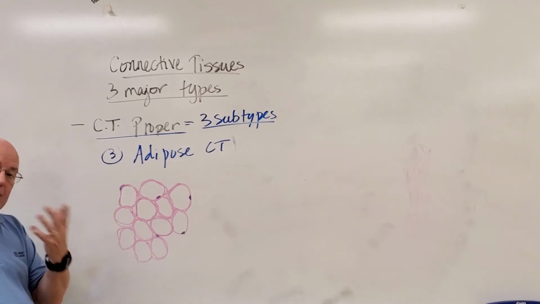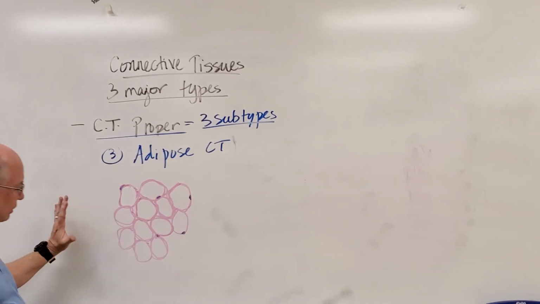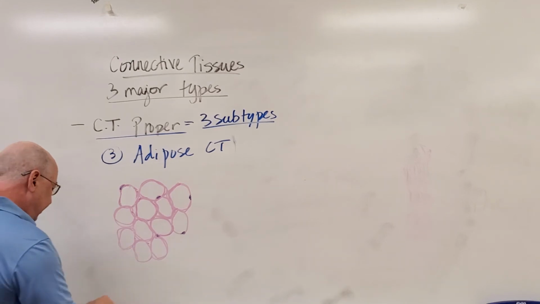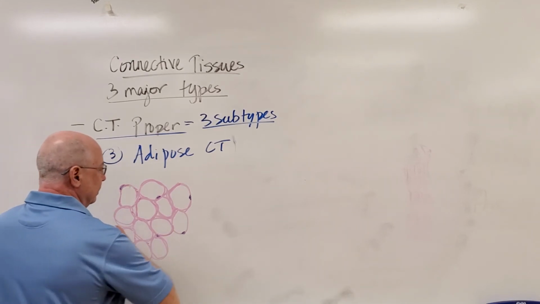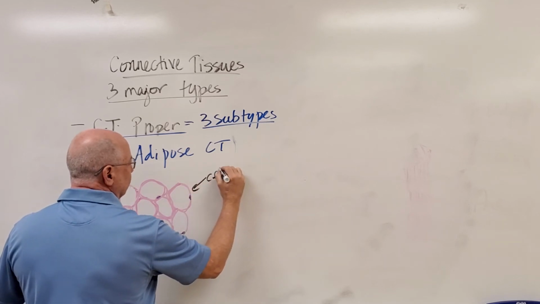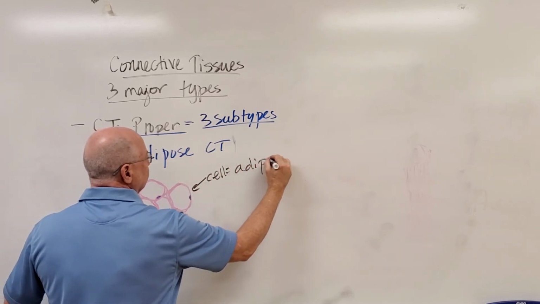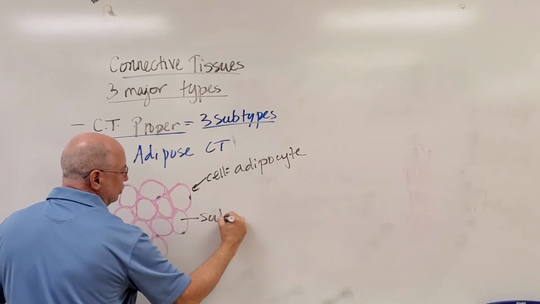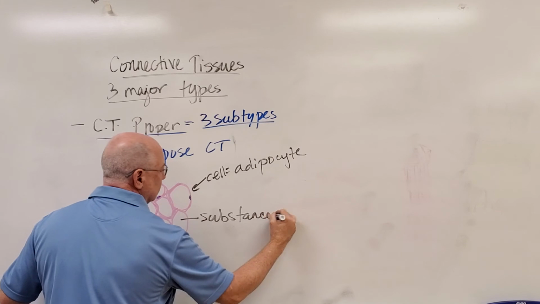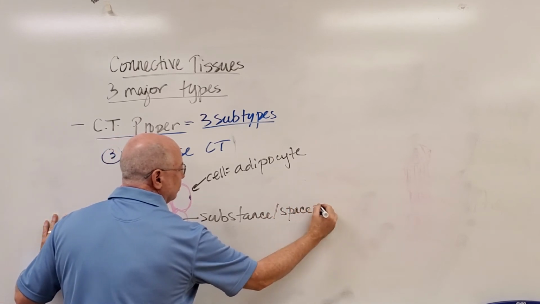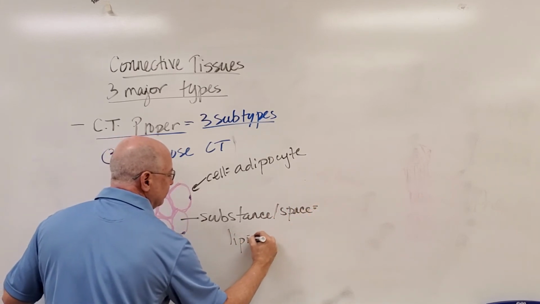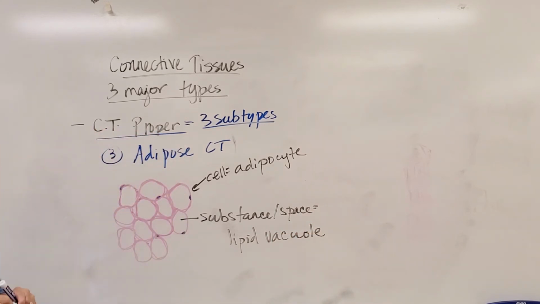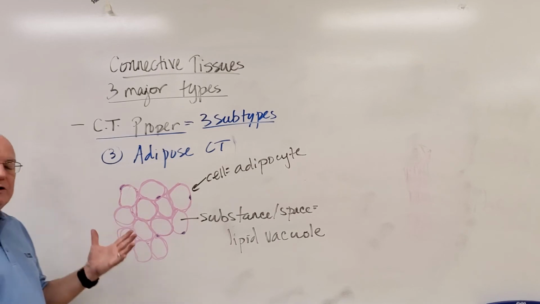So there's three things I could ask you. Number one is ID the tissue. If it looks like a bunch of pink holes all the way across, it's adipose connective tissue. If I ask you to ID each cell, then the cell is called an adipocyte. And if I ask you to identify the substance or the space inside, it's not really a space, but it's filled with the stuff called a lipid vacuole, because it's filled with lipids.